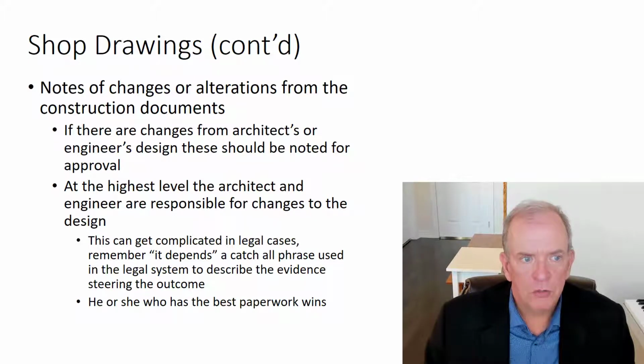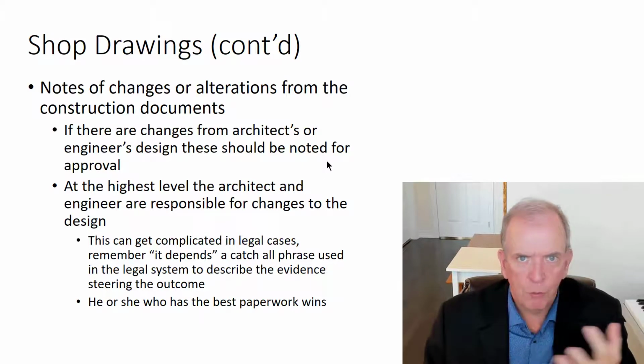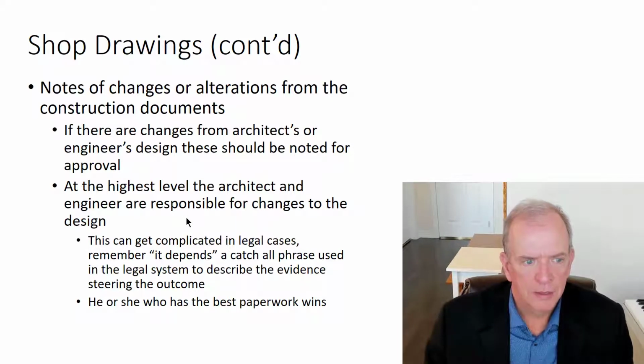You don't want to have stuff missed, because this slows down the process, because there's a review process that's involved. Notes of changes or alterations: if there are changes from the architect engineer's design, they should be noted. That way it highlights if there's something that can't be done, and what's being done instead. Very often this is the case. The consultant doesn't know that this particular supplier is unable to do this particular thing, but they have a workaround for it. So it should be highlighted, so when they're reviewing it, they clearly see it, so it doesn't slip by and get missed.